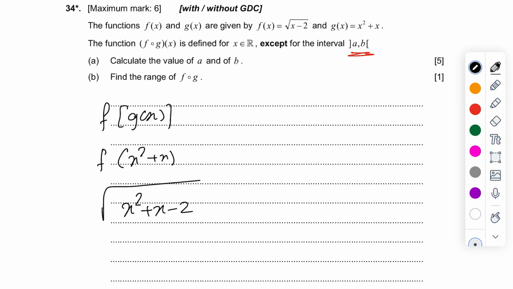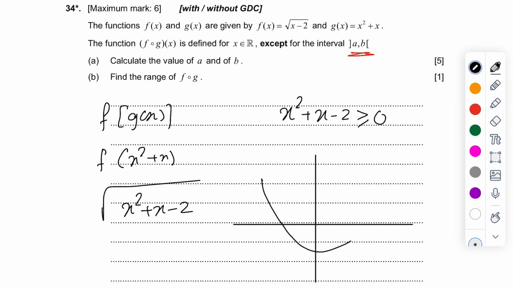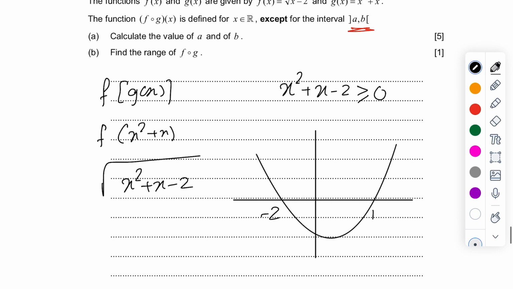It is defined for x belonging to R, except between a and b. Then we know that x squared plus x minus 2 should be greater than or equal to 0. So when I draw the graph, it will be approximately in this shape. This is negative 2 and 1. So a equals negative 2 and b equals 1.